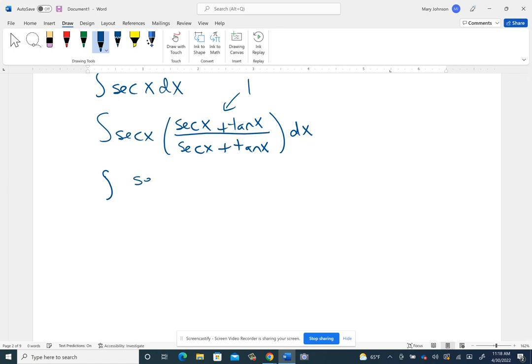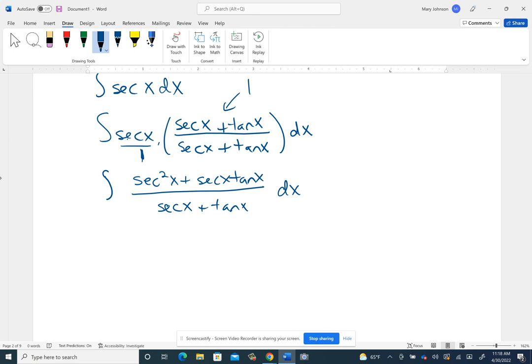Because see, on top we would have secant squared x plus secant x tangent x when I distribute that secant x all the way through. And remember, fractions work like this. Secant x would get multiplied on the numerator, and then the denominator would just stay secant x plus tangent x because of that understood 1 right there.